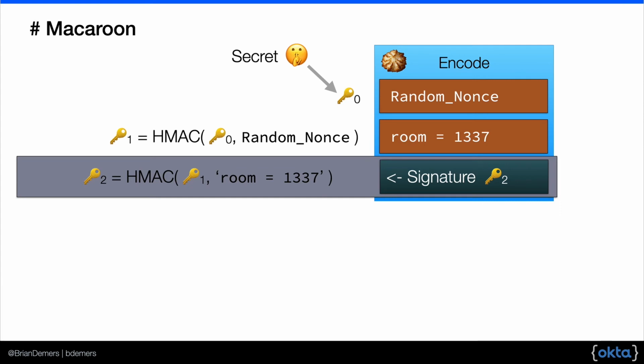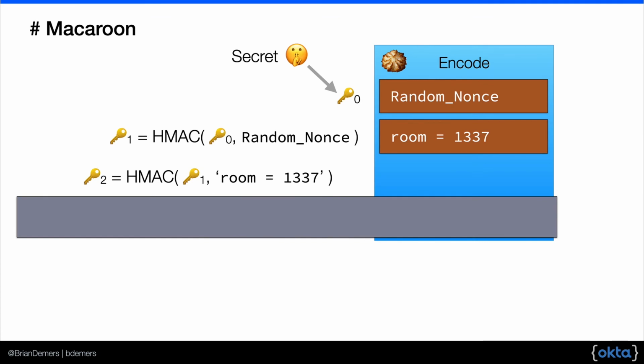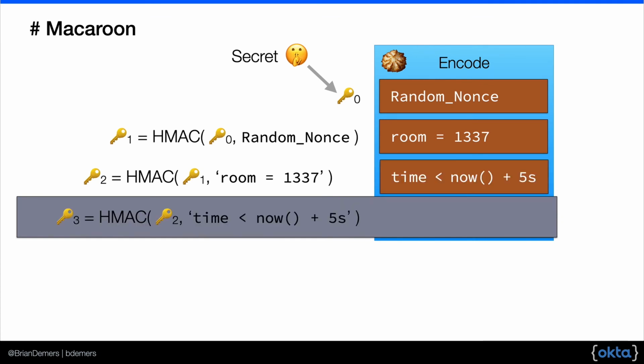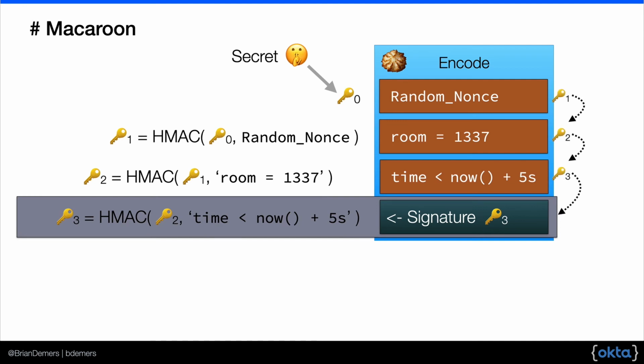So now here's where things get interesting. I can take this token and give it to you, but before I do that, I'm going to only allow you to enter my room for the next 5 seconds. So once again, the first thing I do is I remove the signature from the token. Then I add another caveat. This time I'm going to restrict the time for 5 seconds. And then I'm going to calculate another HMAC. And then since it's the last one, I'm going to add that to the token. The important thing to remember here is that we're using the output of the previous HMAC as the input to the next.